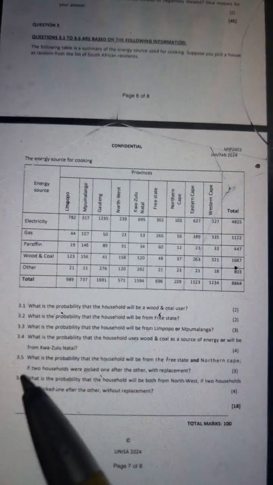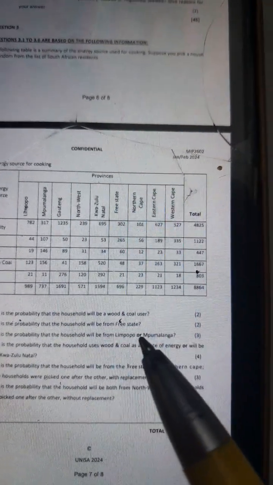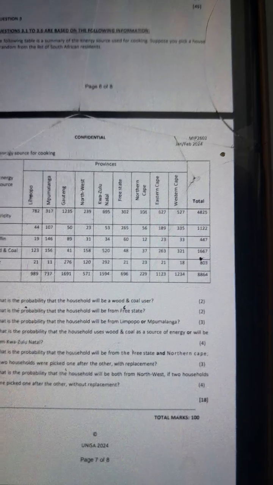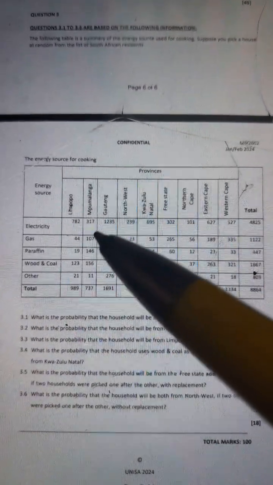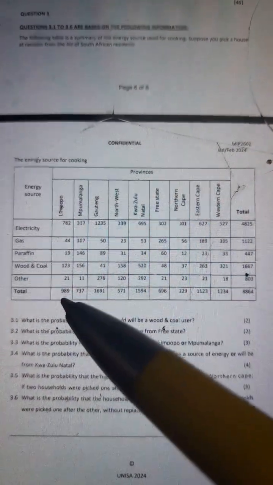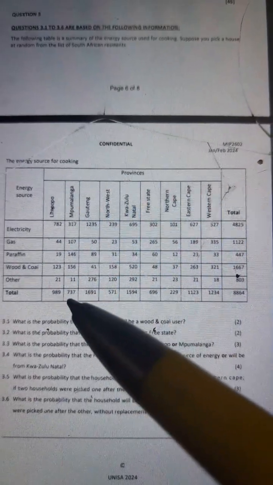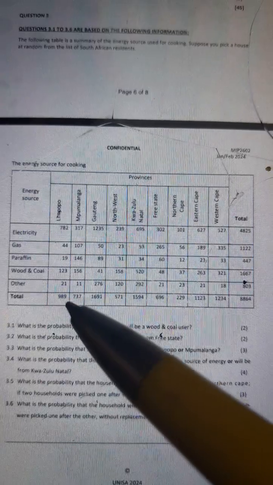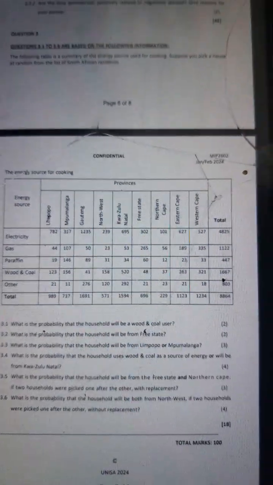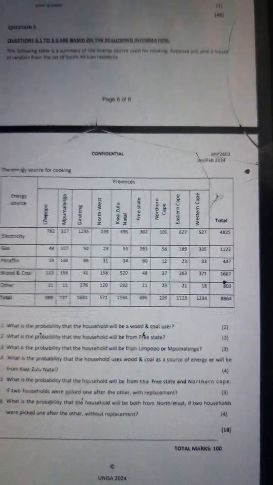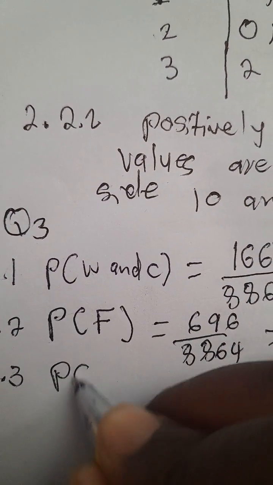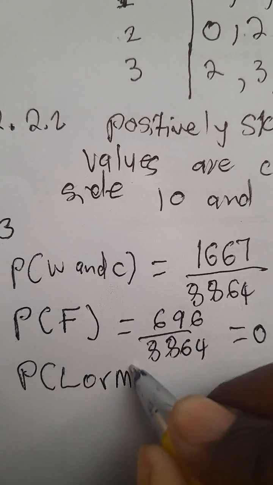At 3.3, they said, what is the probability that the household will be from Limpopo or Mpumalanga? When they say from Limpopo and Mpumalanga, we will add the totals. Let's go to Limpopo and Mpumalanga. Limpopo, it's 989. In Mpumalanga, it's 737. So we're going to say 989 plus 737 and divide it by 8864. So we get our probability.